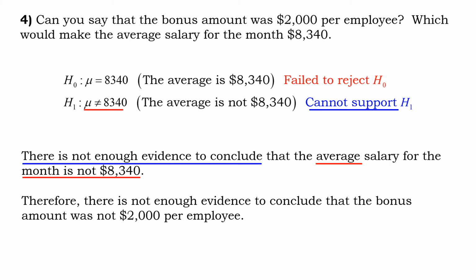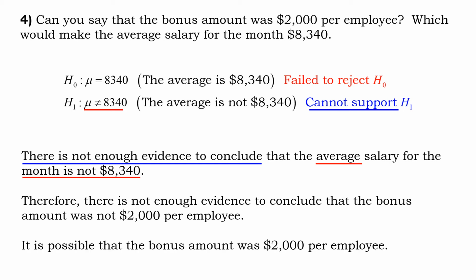Okay, we know what it was before the bonus month. So it is possible that the bonus amount was $2,000 per employee. Right? So assuming that the bonus was $2,000 per employee, it was reasonable to see the evidence we saw in a sample of 325 people by random chance. Now, notice I am not concluding that the bonus was in fact $2,000, just that it could be, it might be. It's possible that the bonus was $2,000, making the average $8,340 this month.